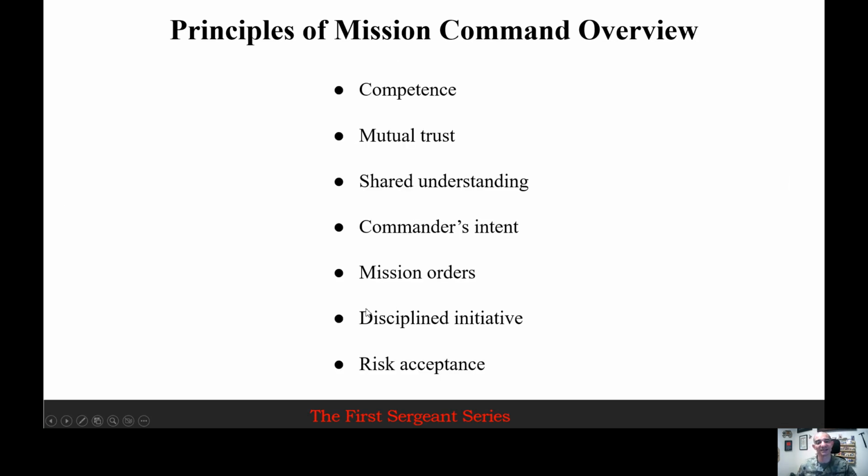So these are the principles of mission command. Okay, like I said, in the next couple videos, we are actually going to break these down one by one. But competence, mutual trust, shared understanding, commander's intent, mission orders, discipline, initiative, and risk acceptance. These are the principles mission command is built on, and these are the principles that you should be working on in your organizations or units to achieve mission command.